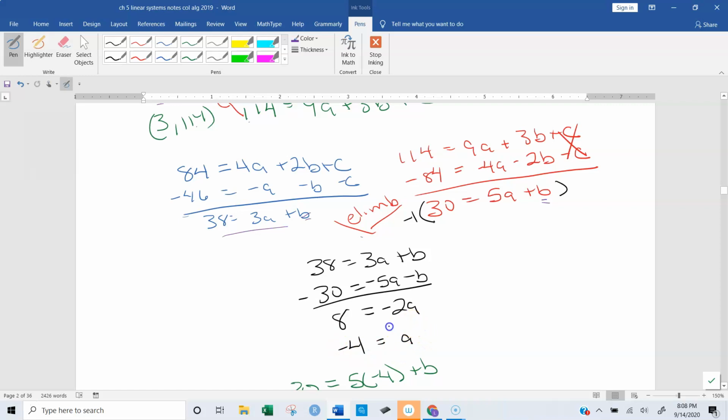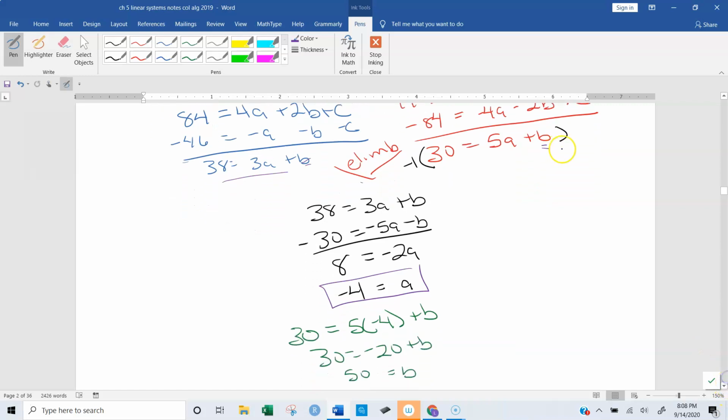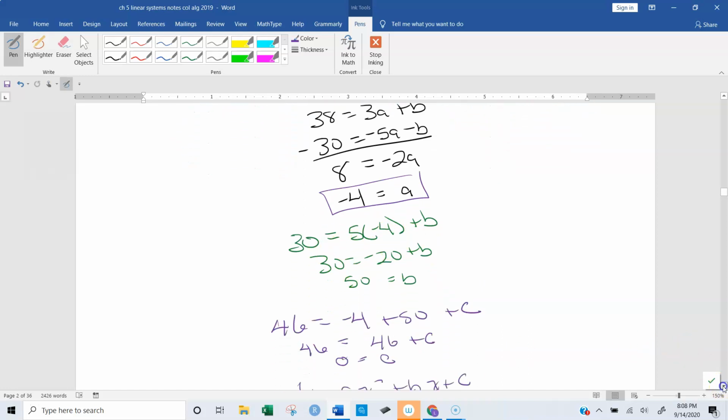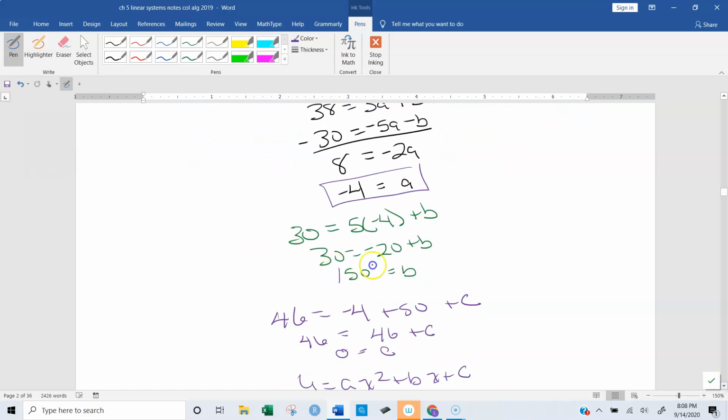Added those two up and divided by -4. I got a equals -4. Remember, you could do this in a different order as long as your a was -4. I chose the red equation. I plugged in -4, added my 20, and my b was 50. Okay, now I chose the a plus b plus c equation, which was 46. Now I got 46 equals 46 plus c. Looks very odd, but totally okay.